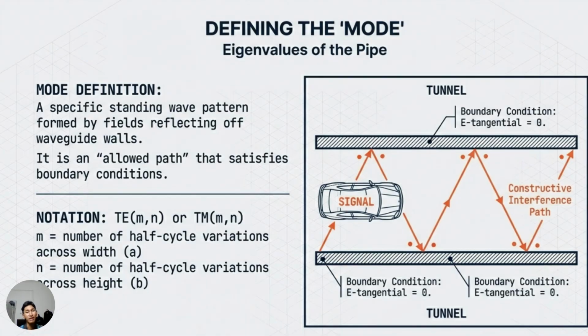In a waveguide, a mode refers to a specific field pattern that satisfies Maxwell's equations and the boundary conditions imposed by the conducting walls. These modes arise due to constructive interference of reflected waves inside the waveguide. They are labeled as TE or TM modes, where the indices m and n indicate the number of half-wavelength variations across the width and height of the waveguide.